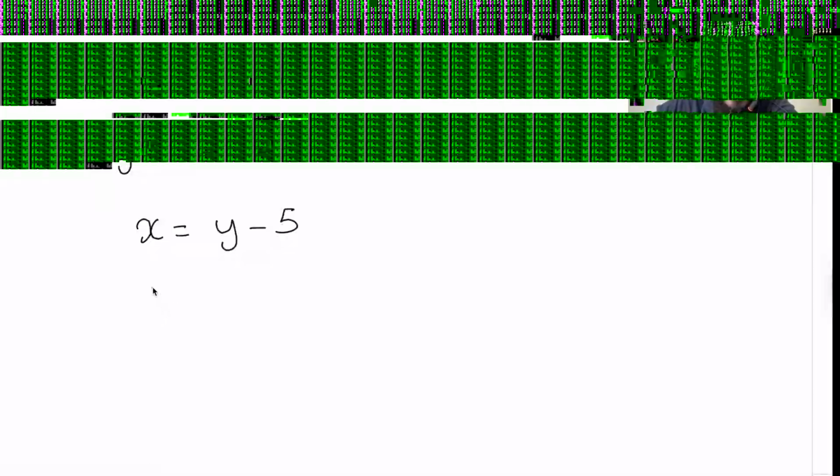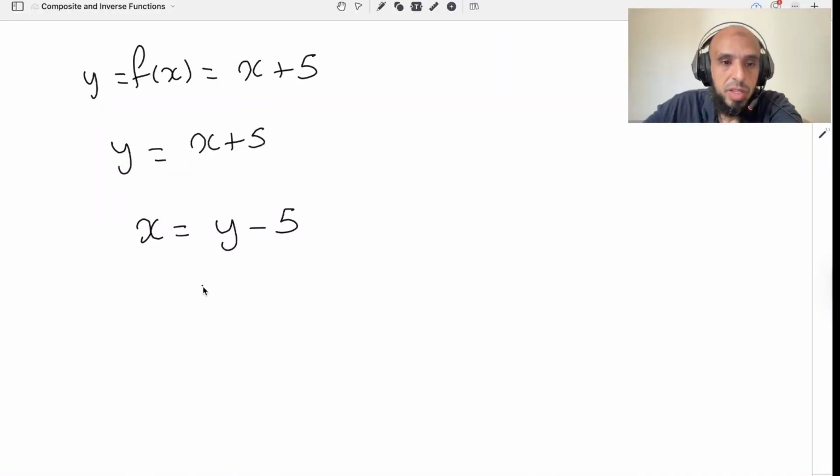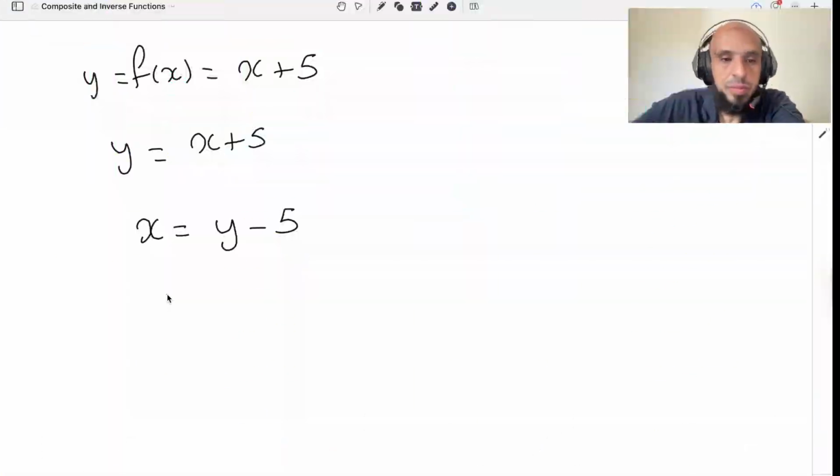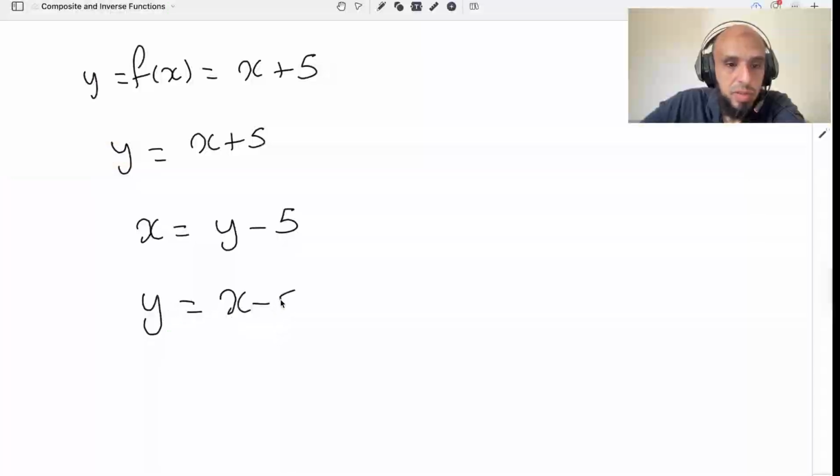And then we replace every x with y and every y with x. Then y equals x minus 5, and this is going to be f minus 1 of x equals x minus 5.